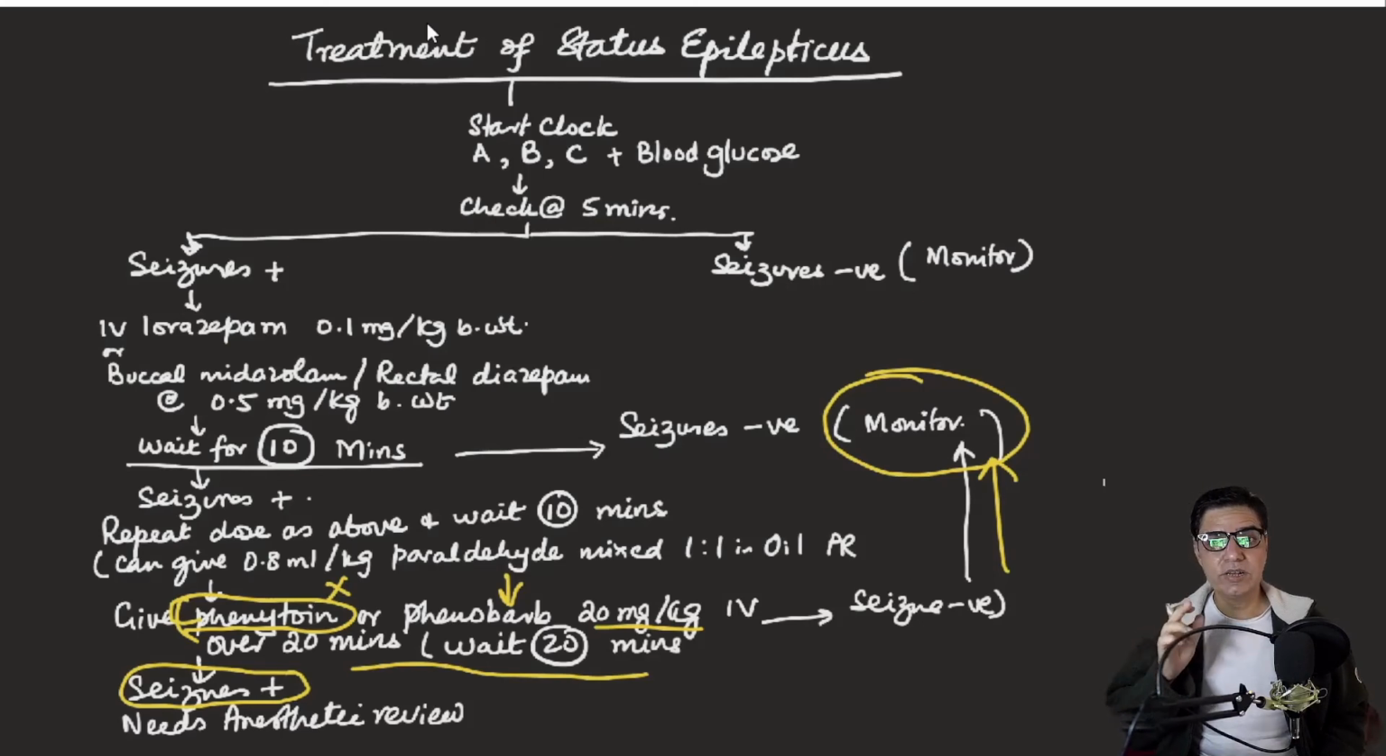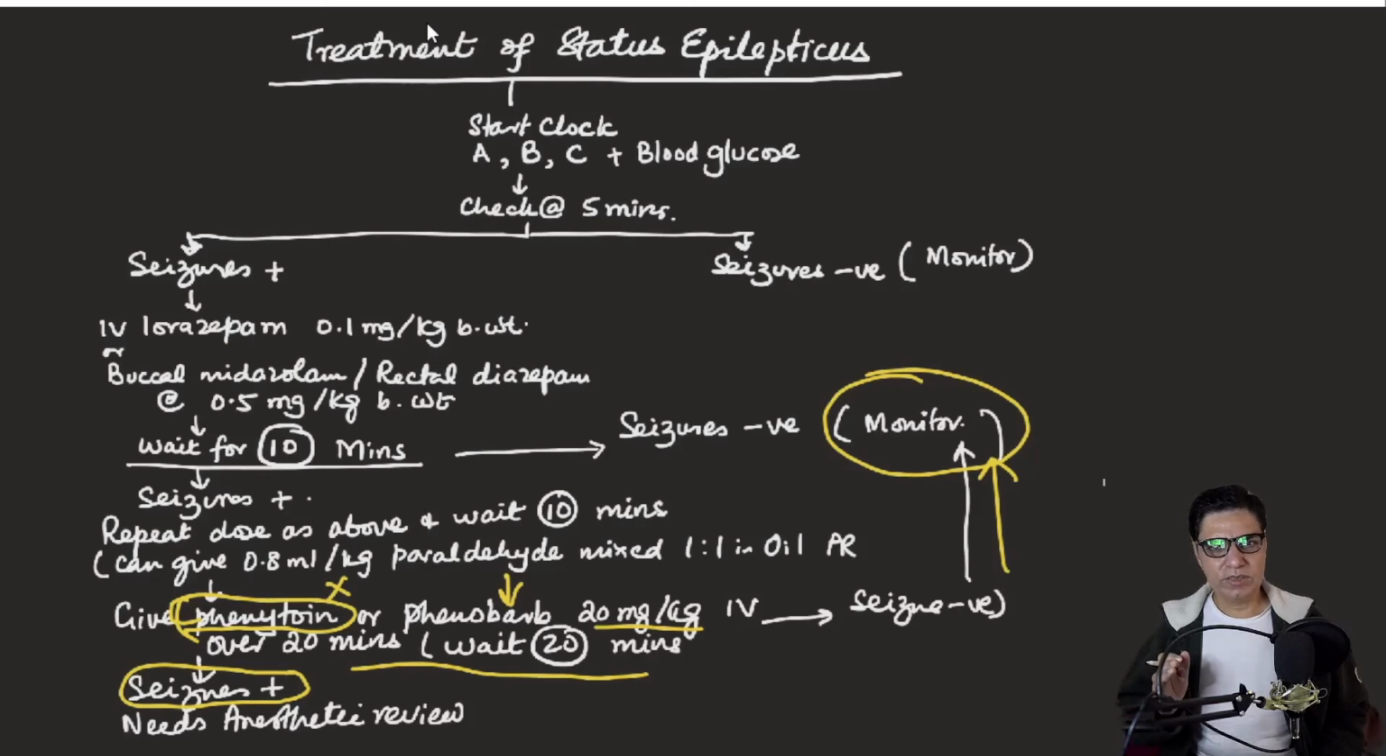If the child is still having seizures at 5 minutes, at this point in time you have to give them a benzodiazepine. Again, it depends whether you've got IV access or not. If you've got IV access, you would give them lorazepam intravenously. The dose is 0.1 milligram per kg body weight to a maximum of 4 milligram.